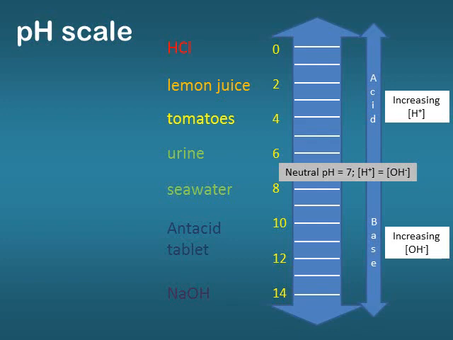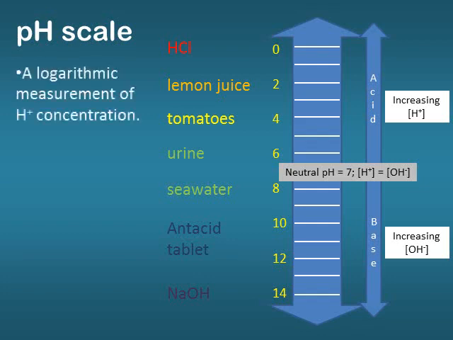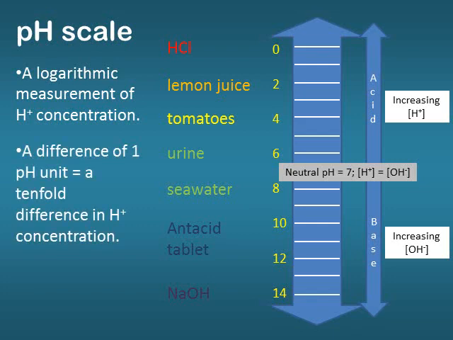Notice hydrochloric acid up there at the top, a strong acid at 0, and sodium hydroxide, a strong base, down at 14. Now that pH scale is a logarithmic scale, and it's exactly a measurement of the hydrogen ion concentration. And logarithmic means that each difference in pH unit is a tenfold difference in hydrogen ion concentration. So hydrochloric acid up there at 0 is actually 100 times the concentration of hydrogen ion than lemon juice at 2, and 10,000 times the hydrogen ion concentration of tomatoes at pH of 4.